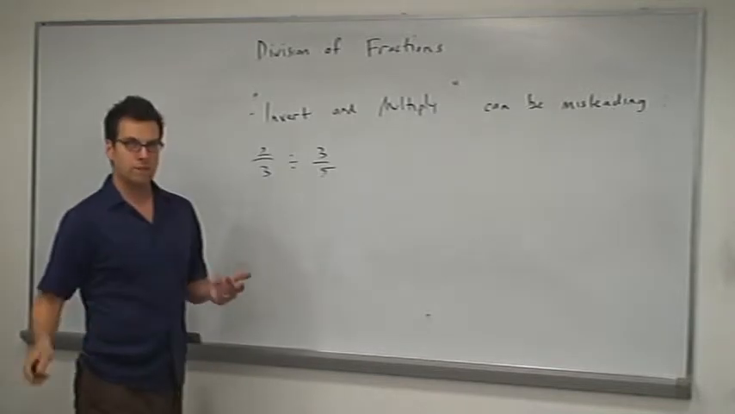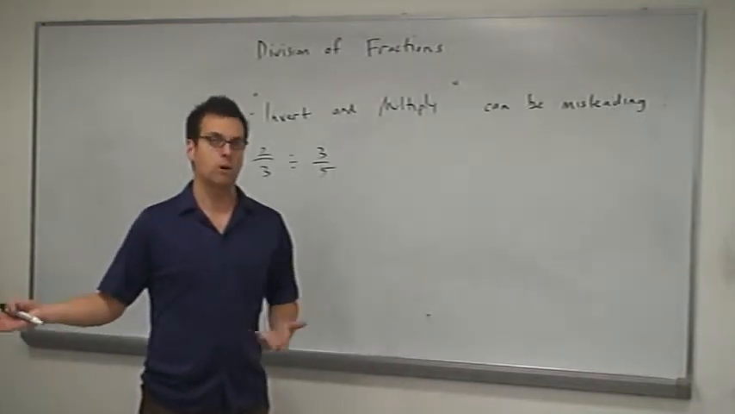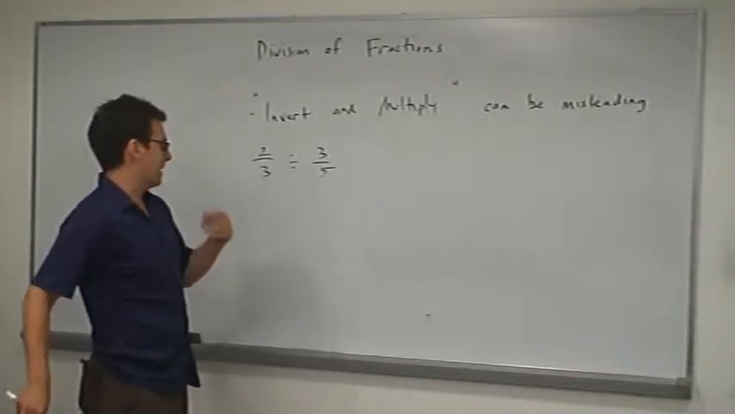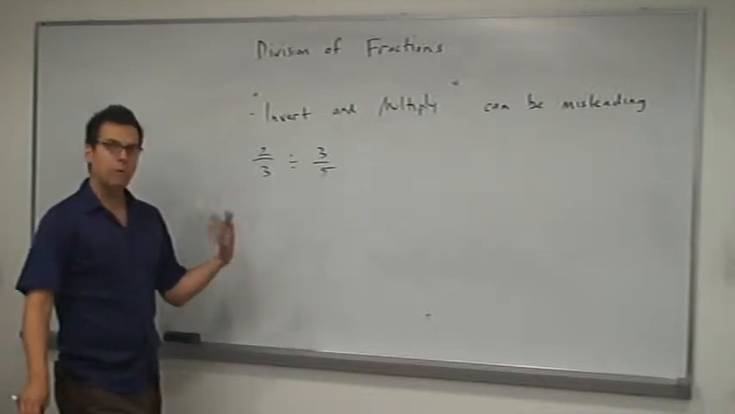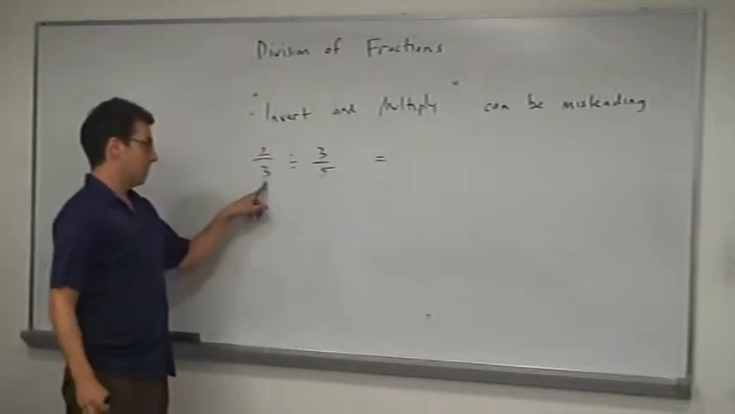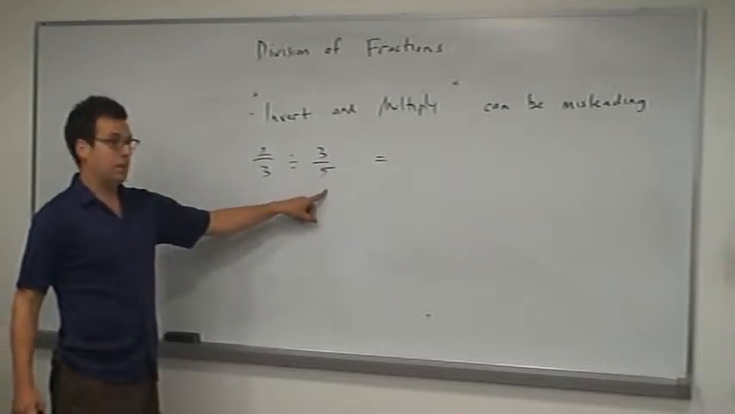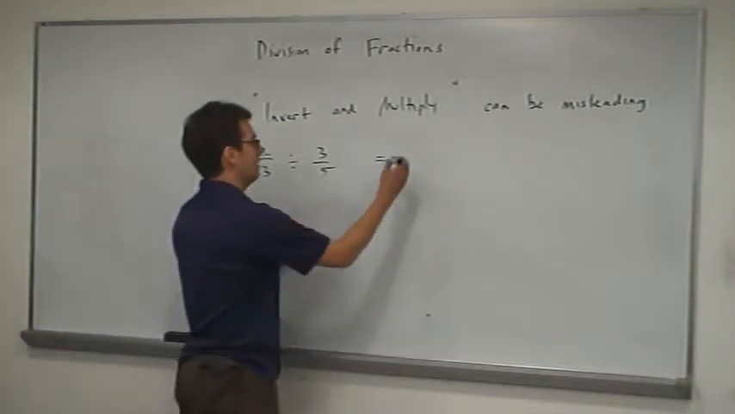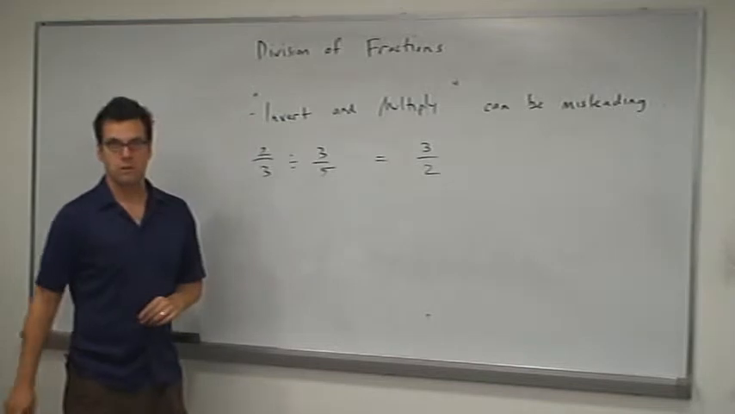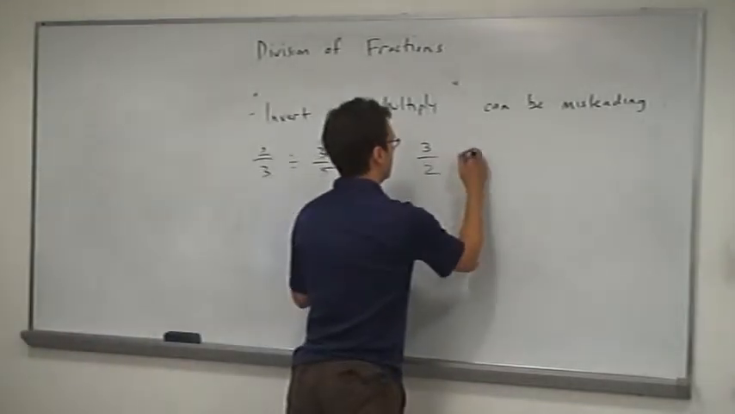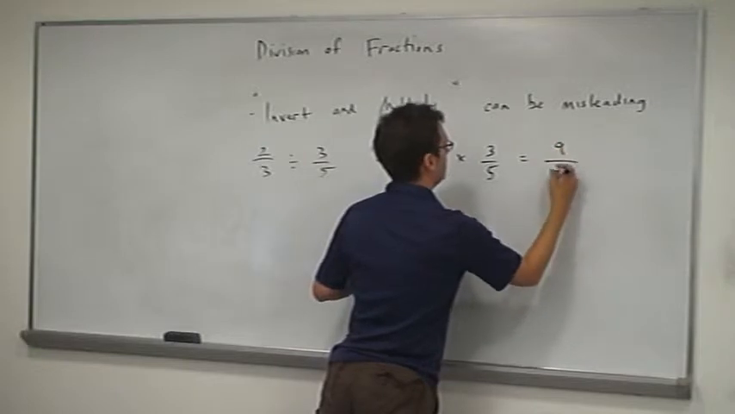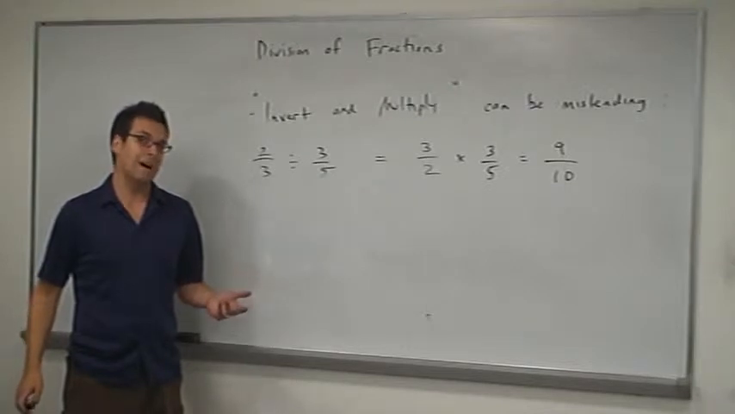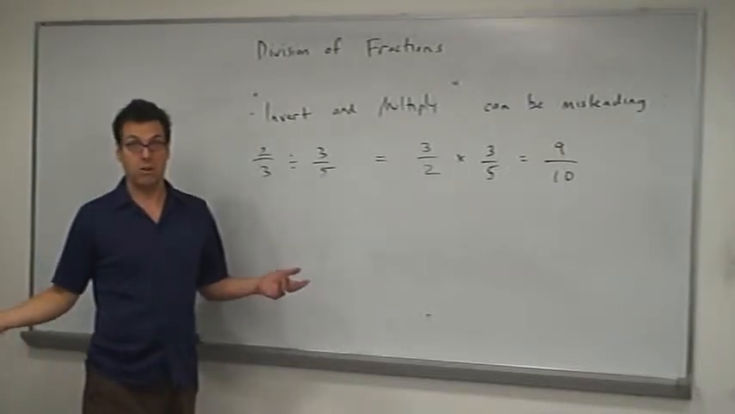For example, if you knew nothing else about fractions and you were simply told invert and multiply to solve the problem, and you were asked to apply a so-called invert and multiply technique to 2/3 divided by 3/5, the way I would interpret that is to invert and then multiply. So I would invert 2/3 as 3/2 and then multiply that by 3/5. And then I would use my rule for multiplying fractions to multiply straight across the top and the bottom to obtain 9/10 as an answer. Now, we know that that is the incorrect answer.